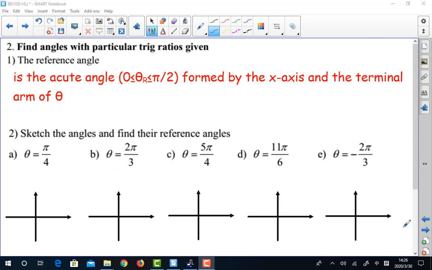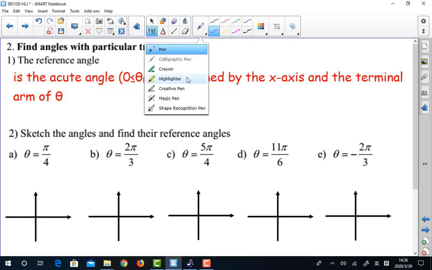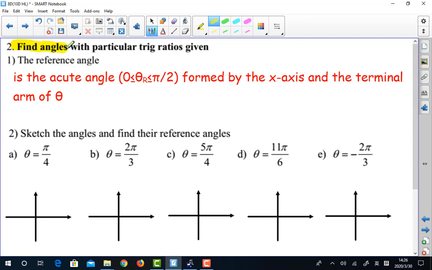Right now we need to look at how we can solve another type of trig problem in section 2. In this section, we need to learn how to find angles with particular trig ratios given. Compared to section 1, where we were required to solve trig ratios based on one ratio given, here we need to find angles based on the trig ratios given. But before we solve those types of trig problems, we need to introduce a very important concept. This concept is called the reference angle.